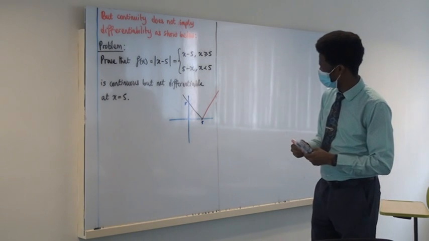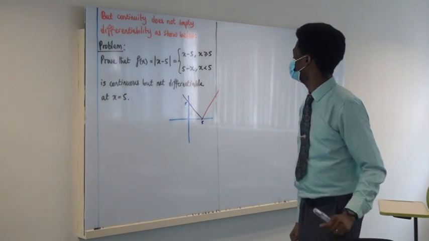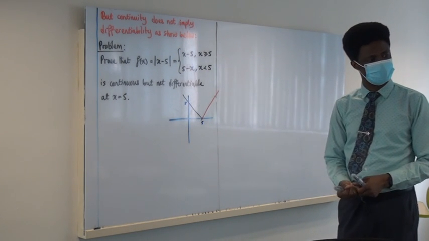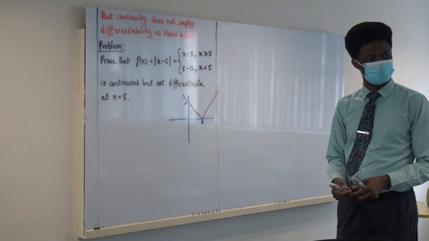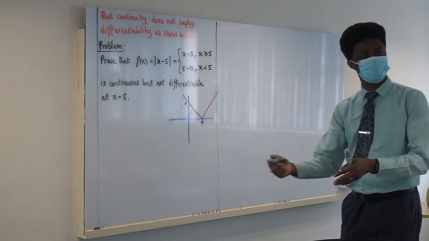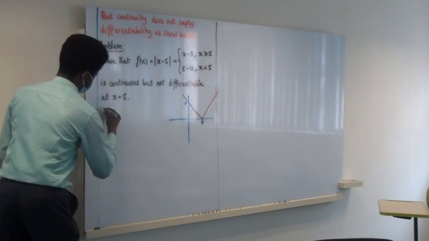So it looks like V. V for Venom. Okay. Now, to show continuity, we need to show the limit is f of 5. This two-sided limit must be the same as f of 5, right? So let's start from limits. So proof.